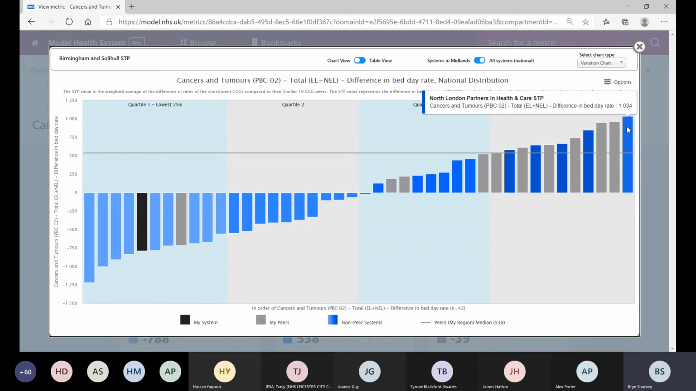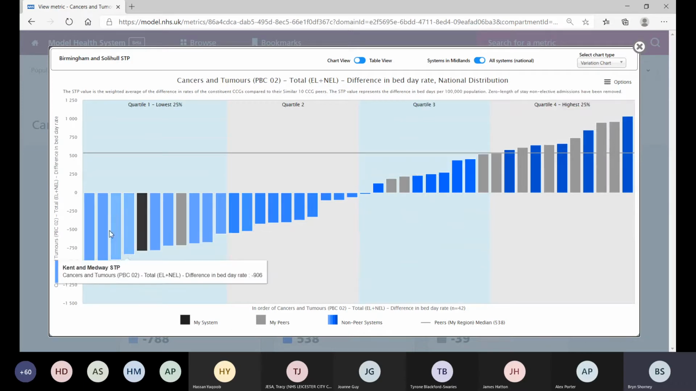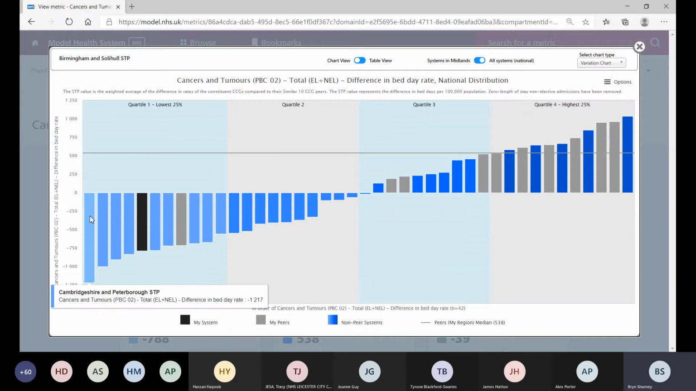And this is coming out as a rate of 1,034 per 100,000 population. So essentially, they have a much higher rate of bed days for cancer and tumours compared to their demographically similar peers. And then down at the other end, we've got Cambridgeshire and Peterborough, who have a much lower rate of bed days for cancer and tumours in that time period.